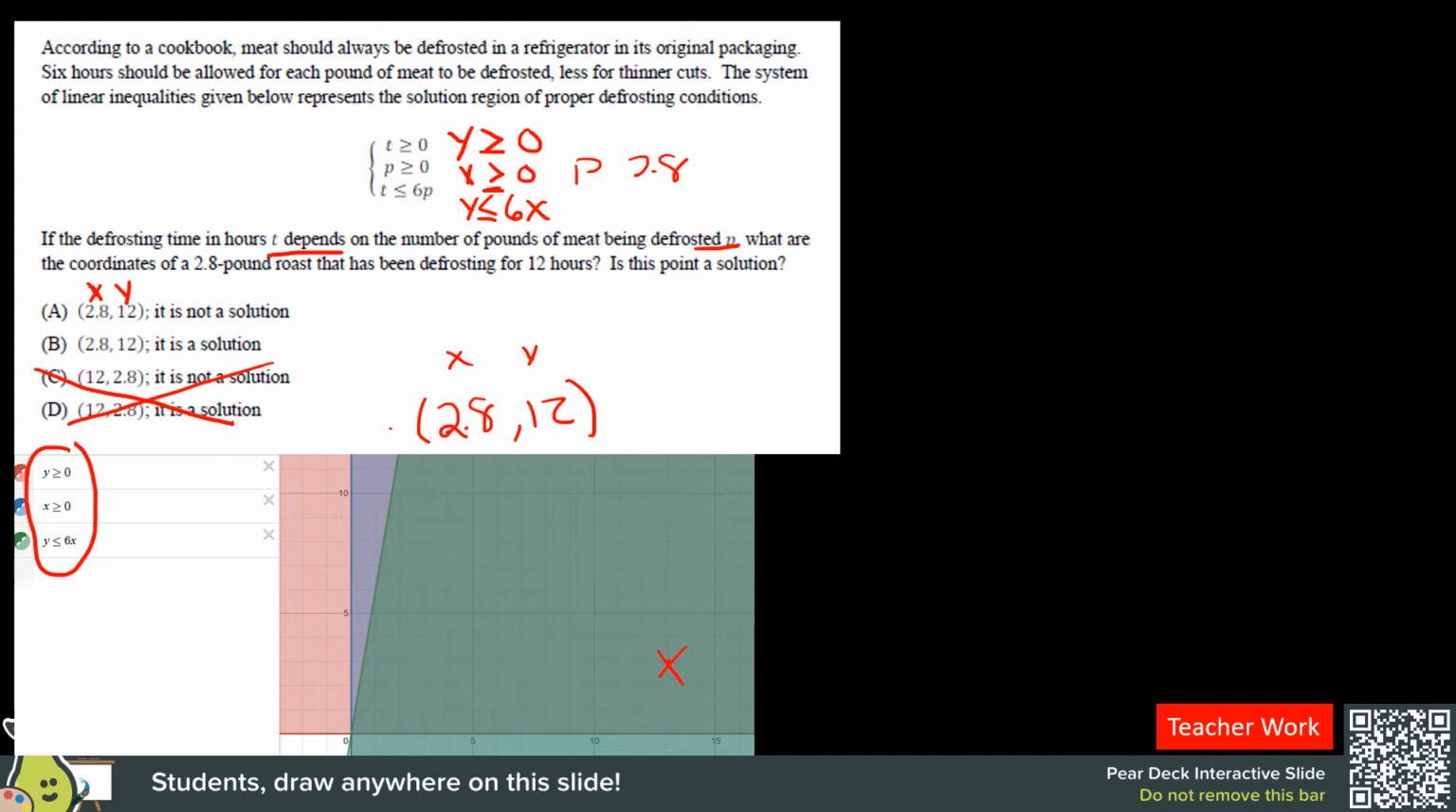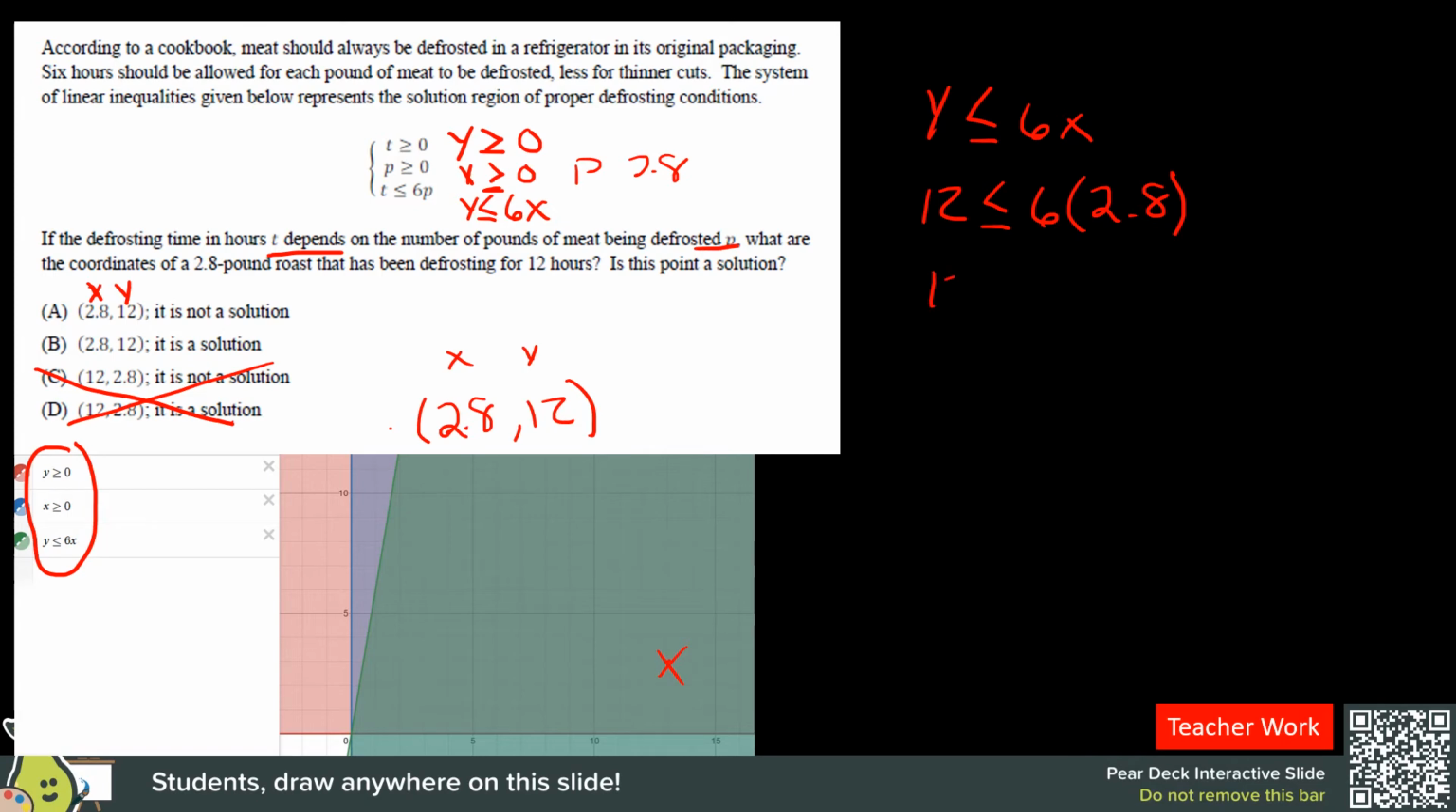We're going to test out this last statement. If I said y is greater than or equal to 6x, and I plug in, 12 is less than or equal to 6 times 2.8, okay, so I have to have this here.